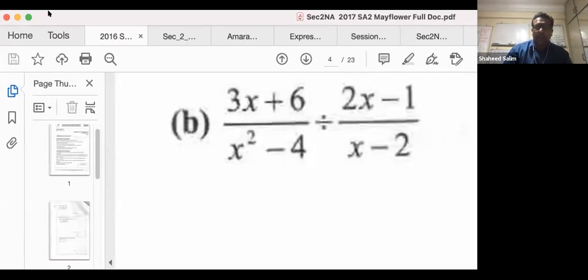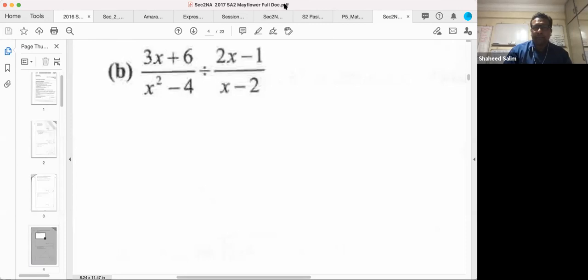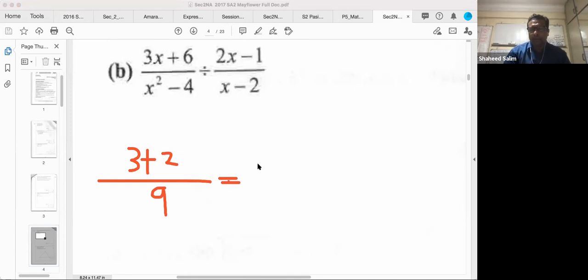Let's say now, if I give you 3 plus 2 over 9, you add together is 5 over 9. Correct? But let's say now you cancel, divide by 3, get 3, divide by 3, get 1. 1 plus 2 is 3. 3 over 3 become 1 whole. Cannot. So how to do that?